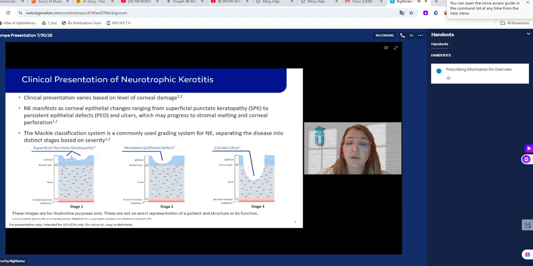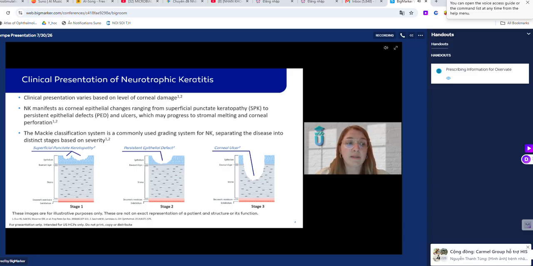Of course, we know the Mackey classification as kind of guiding us in understanding the different stages of neurotrophic keratitis. We often see it being stage 2 and stage 3. So stage 2 is that persistent epithelial defect. And then stage 3, of course, is where we're having the ulceration or worse, the melts. So high risk for permanent, very quick advancing vision loss. But the stage 1 is where we're starting to see the epithelial change. And that's our clue into understanding that there might be a risk for NK. And so, in the Mackey classification, it talks about it being superficial punctate keratitis, which is the SPK.